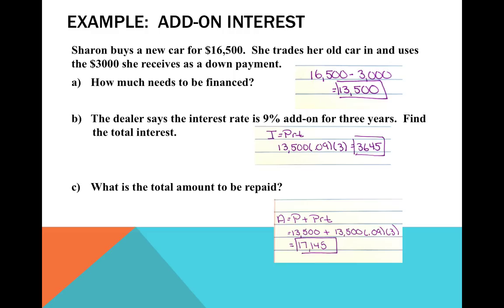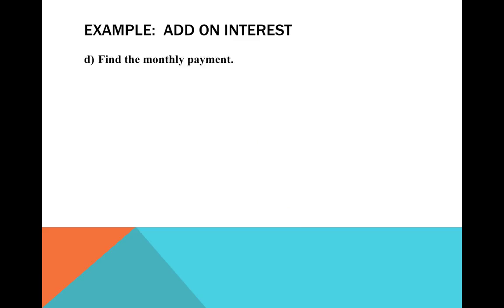So $13,500 plus my interest, PRT. And that gives me a total of $17,145. So my original amount that I took my loan out for is $13,500, but the loan actually cost me $17,145. The bank has to make money off of loaning me money, so that's what the interest is, how much the bank earns.